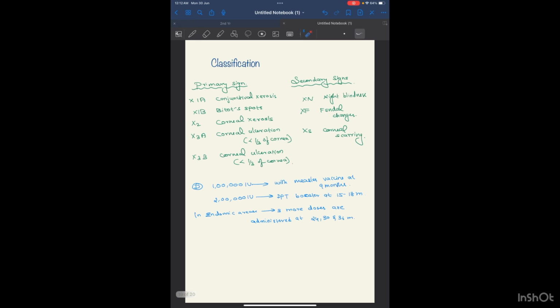Moving on to the classification, primary sign, secondary sign. The primary signs: X1A, that is conjunctival xerosis; X1B, that is white spot; X2 is corneal xerosis; X3A is corneal ulceration less than 1/3 of the cornea; and X3B is corneal ulceration more than 1/3 of the cornea. And XN stands for night blindness, XF is fundal changes, and XS is corneal scarring.